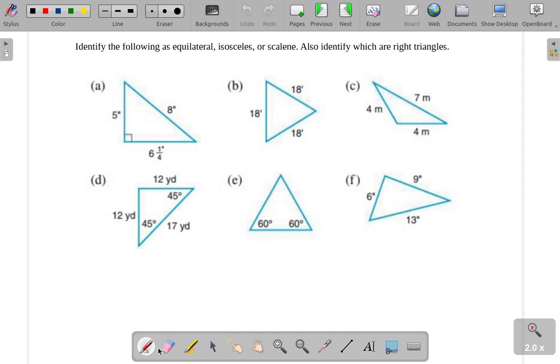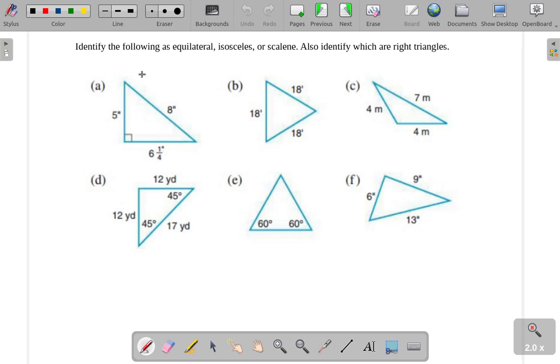If I want to look through these and give them the name, I mean, these are all triangles, but if I want to name them, identify which ones are equilateral, which ones are isosceles, and which ones are scalene, and also identify which ones are right triangles. These are two separate things. First, I'm going to go through and look to see which ones are equilateral, isosceles, or scalene, because this just talks about the side lengths.